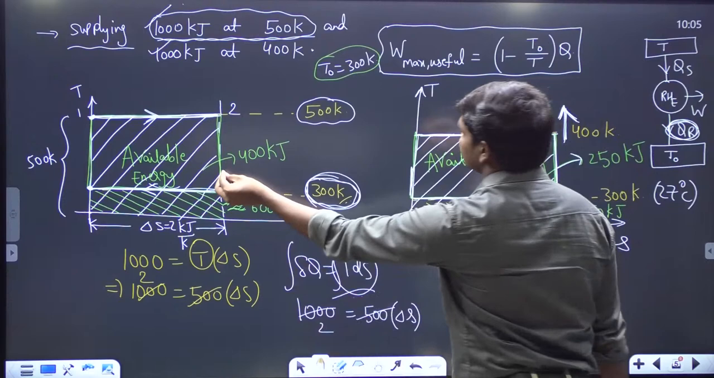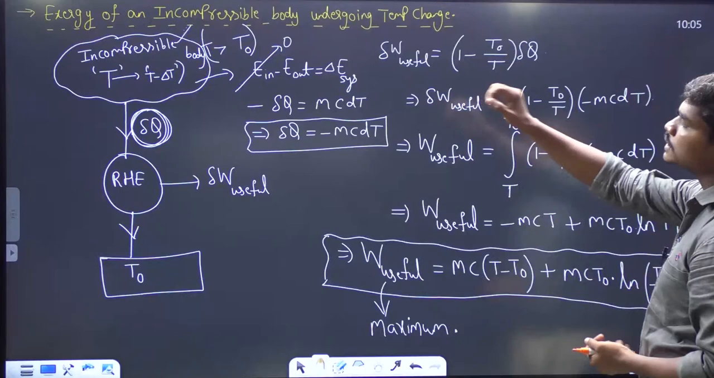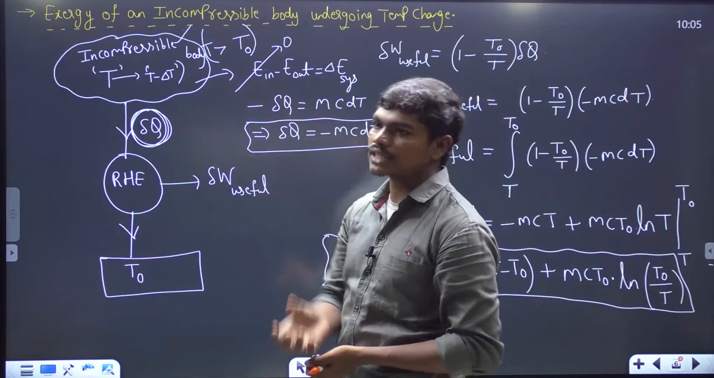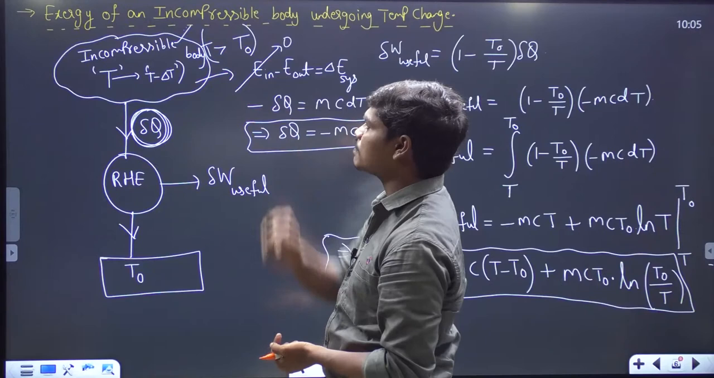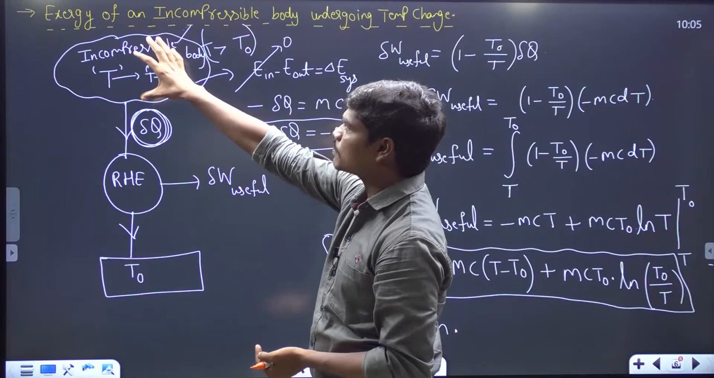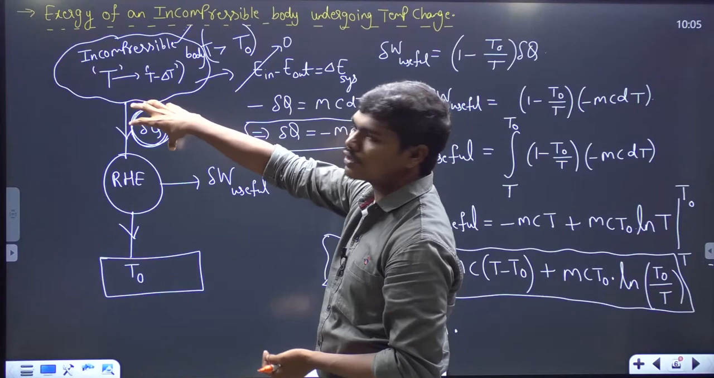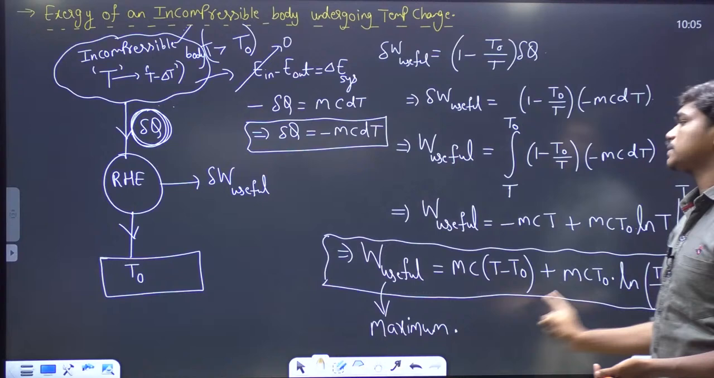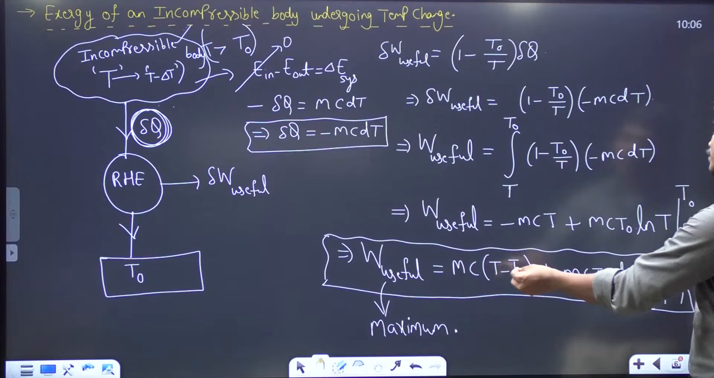Then we moved on to the exergy of an incompressible body undergoing a temperature change. If there is an incompressible body, like some metal blocks, undergoing a temperature change from an initial temperature T to a final temperature T naught, which is the ambient condition, then during this change the substance will give some heat to the atmosphere. We found the maximum useful work we can get from this delta Q is equal to delta W useful, and the expression for the total useful work the system can do: mC(T minus T naught) plus mC T naught ln(T naught by T).